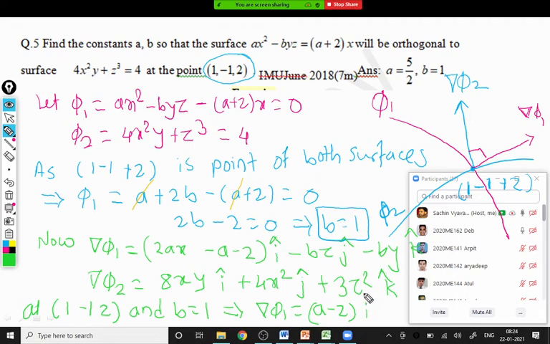Minus 2 j cap. How minus 2 j cap? Value of b is 1, na? Okay, sorry, yes, sir, correct. My mistake. Yeah, minus 2 j cap, correct, good. Plus k cap. So this is the del phi 1 vector. I will give this as equation 1. Now one more equation we should write. I will write it on the top here, this side.